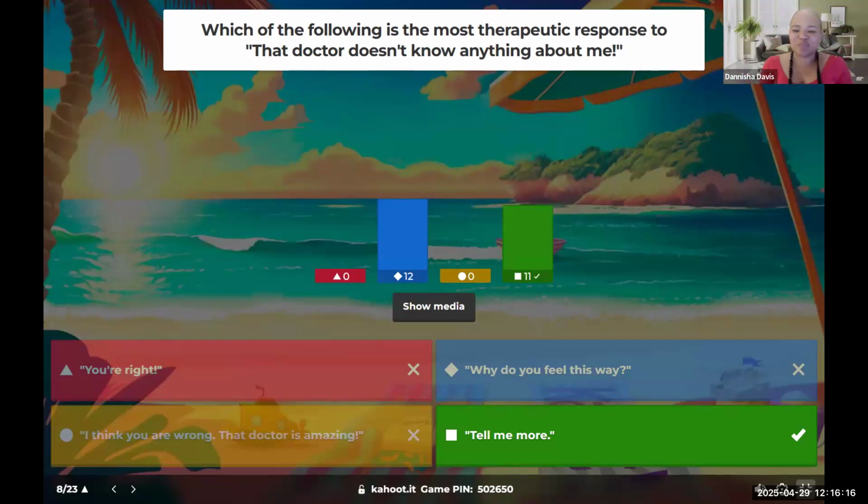Oh, wow, you guys were split. If you say, why do you feel this way, it's almost as if you're implying that the way they feel is wrong or that they should not be feeling that way. So the best answer is tell me more. Tell me more is neutral. It's not implying any undertone about how you feel. It's not going to make them feel any type of way.